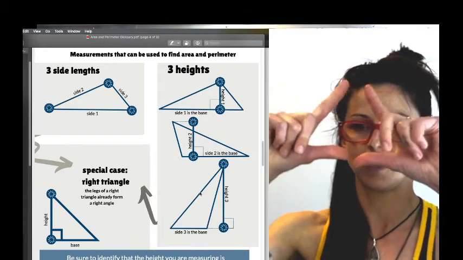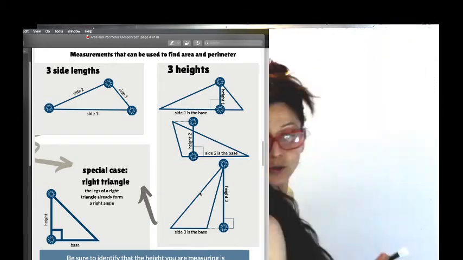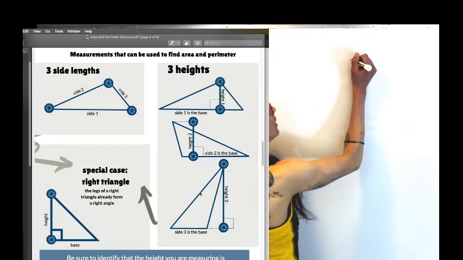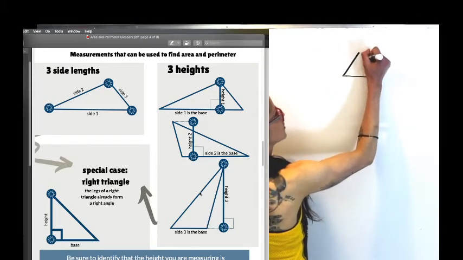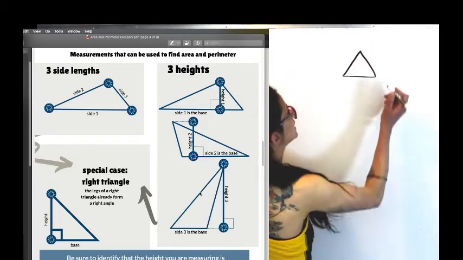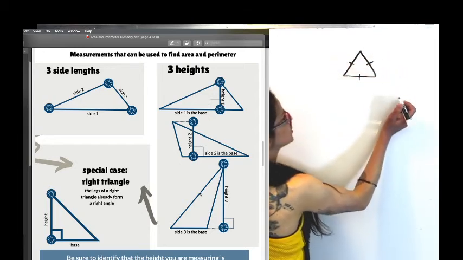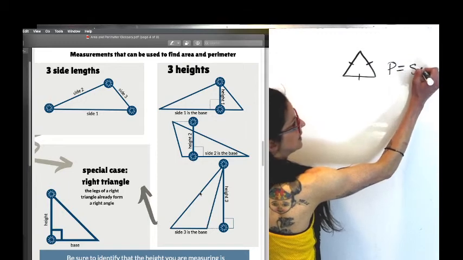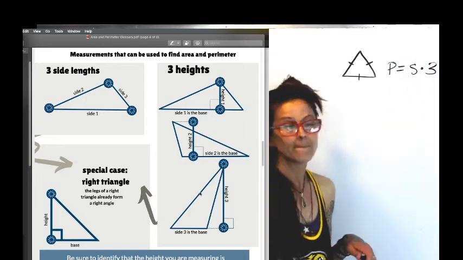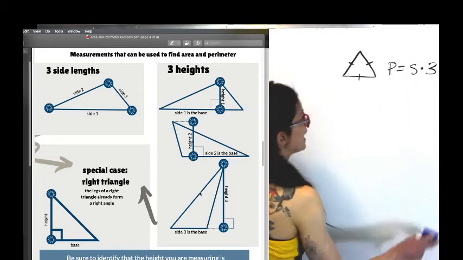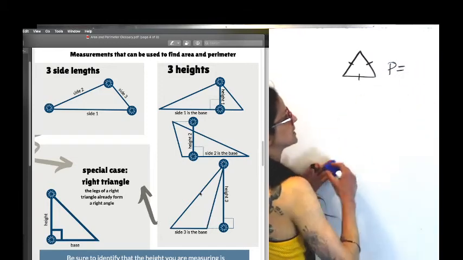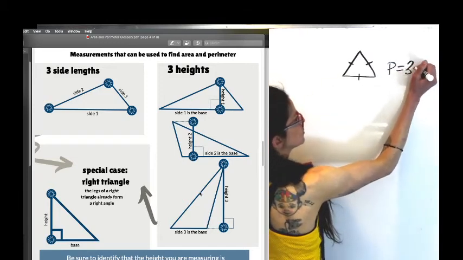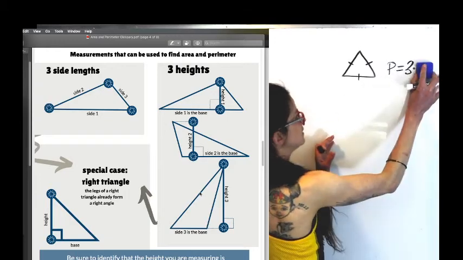Regular polygons are like, I'll show you. So a regular triangle is called an equilateral triangle, and these are all the same length, and so the perimeter could be found by multiplying one side by 3, okay? But if you do not have equal side lengths, you can't just do 3 times the side.